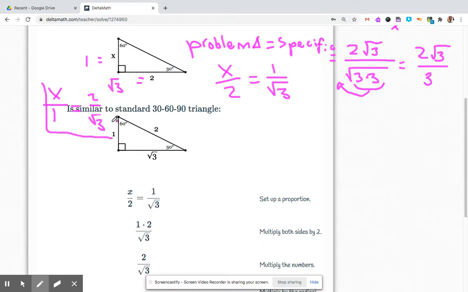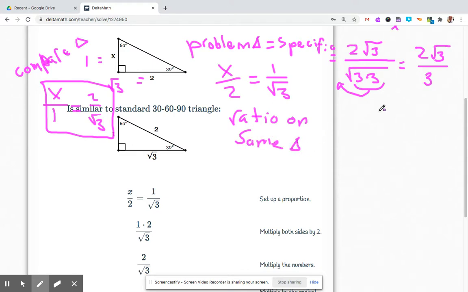All right, so this is how I like to do it. This is comparing triangles. And this is how Delta Math likes to do it. They like to ratio on the same triangle. And then how I like to do it is I like to compare it to the generalized and solve. All right. So all these methods work.